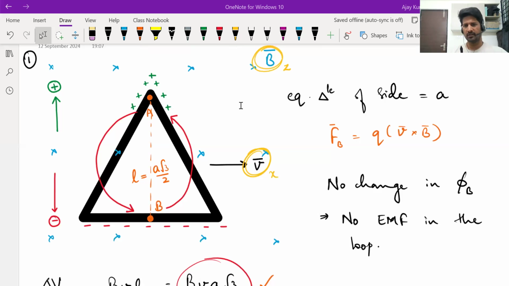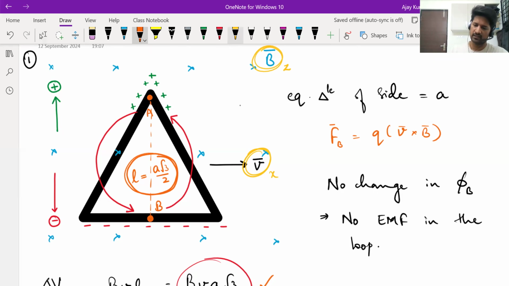So according to Faraday's law, the total EMF in this loop is 0, and we have also shown that it will be 0. But between two particular points, if you are asked the potential difference, imagine a line joining those two points first. Get the length of that line. In this case, it becomes a root 3 by 2, the height of the equilateral triangle. Then you use the formula for motional EMF, which is B into V perpendicular into L perpendicular.